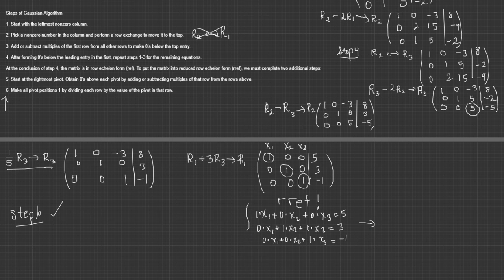And simplifying this down, we just get x1 is equal to 5, x2 is equal to 3, and x3 is equal to -1, and this is our solution.